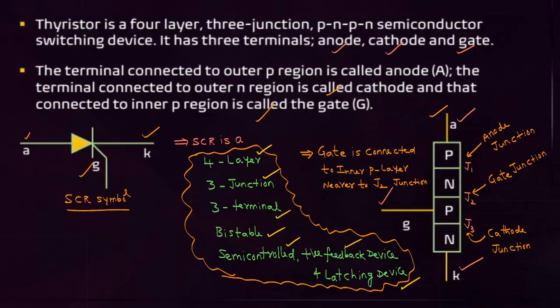How many layers does it have? 4 layers. How many junctions? 3 junctions: J1, J2, J3. How many terminals? 3 terminals: anode, cathode and gate, that you have to consider. This is the J1, this is J2 and J3 junction. The J2 junction is also called the gate junction. The J1 junction is called the anode junction. The J3 junction is called the cathode junction.